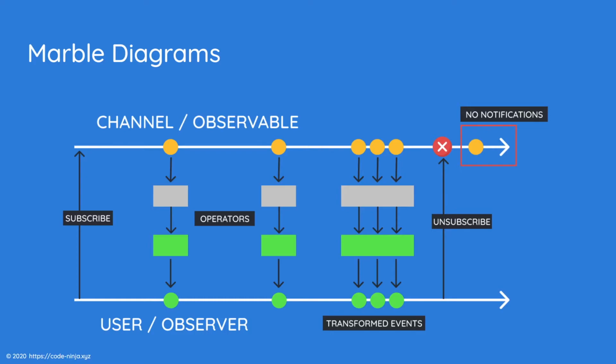You can even have operators that dispatch side effects. For example, the tap operator, which is super useful for debugging purposes. An important thing to note here is that any event that occurs on the observable after the observer unsubscribes from the observable is not notified to the observer.